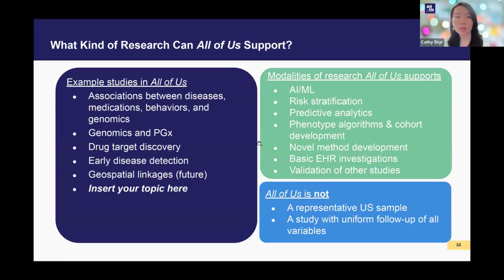So just to give everybody an idea of what types of research the program can support, we've listed a couple of example studies and also modalities of research on the screen here. Now, this is by no means an exhaustive list, but from looking at these, we can get an idea of the really wide breadth of different studies that this data can support. These range from investigating associations between diseases, medications, genomics data, to performing early disease detection.